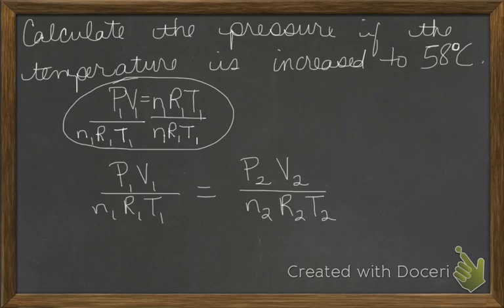When you're working this kind of combined gas law equation, this is how you want to start to set it up. Look at these two equations. Are there any variables that are the same on both sides of the equation? Well, R1 is 0.0821, and R2 is also 0.0821, so those variables are the same on both sides of the equation. I'm going to eliminate those.